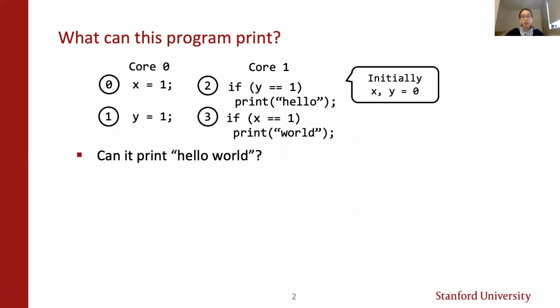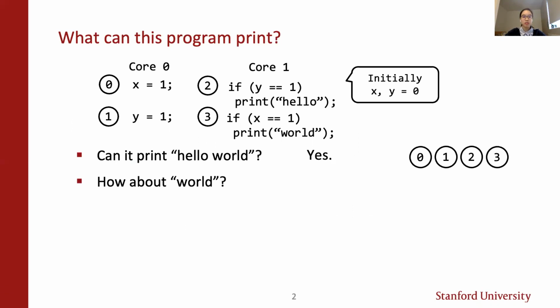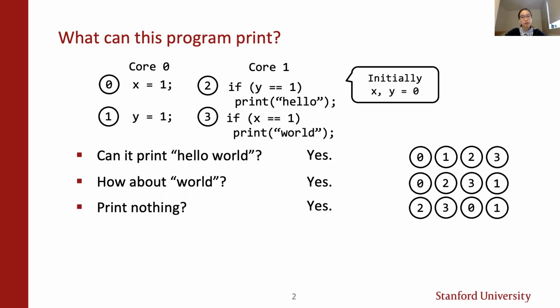Let's consider a concurrent program where two cores share memory at address X and Y. Core 0 writes 1 to X and then Y. Core 1 prints conditionally depending on the values it reads for Y and X respectively. Is it possible for the program to print hello world? Yes, an example order is 0, 1, 2, 3. How about world? Yes, if it's executed, say, 0, 2, 3, 1. Can it print nothing? Yes, an example order is 2, 3, 0, 1.